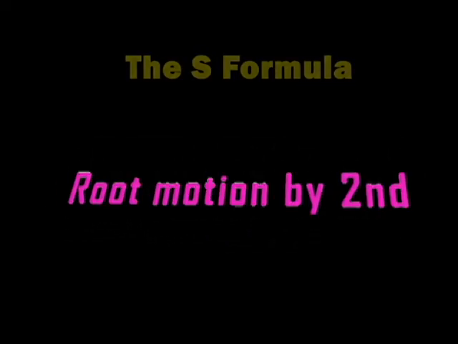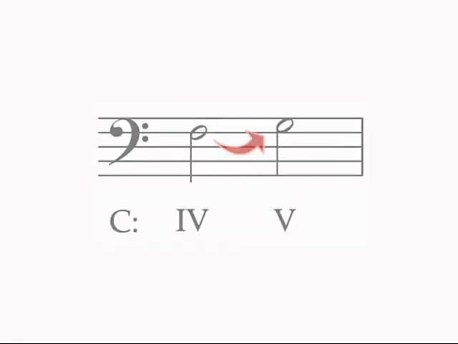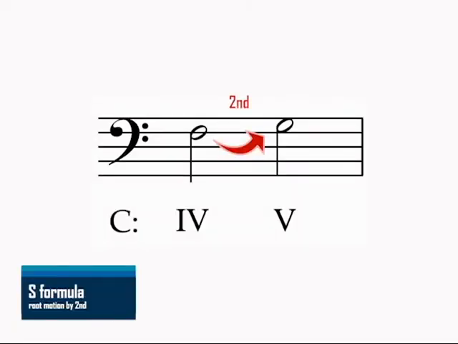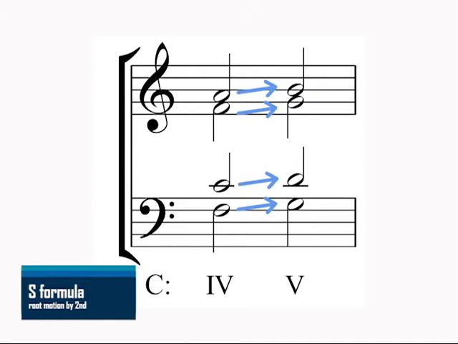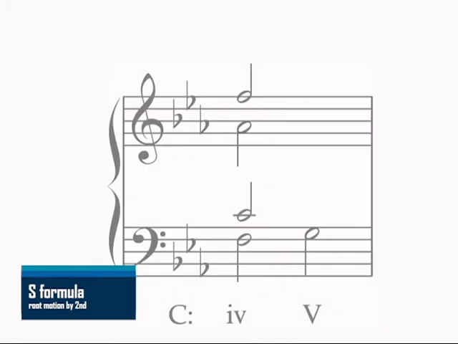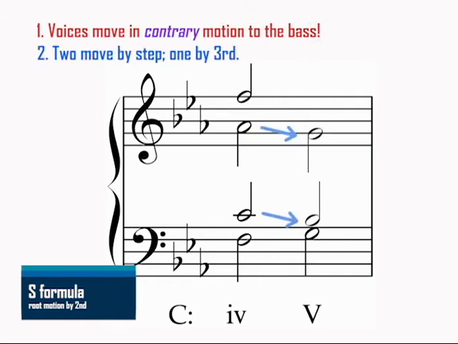And finally, let's look at what I call the S formula. S stands for second. Movement by second is the least common of all root motions. We find it most often when the 4 goes to the 5 chord. When the root moves by step, we have to be very careful to avoid parallel motion. So it's important to remember that the S formula starts off by requiring that all voices move contrary to the bass, 2 by step and 1 by third. Remember to raise the leading tone in minor.